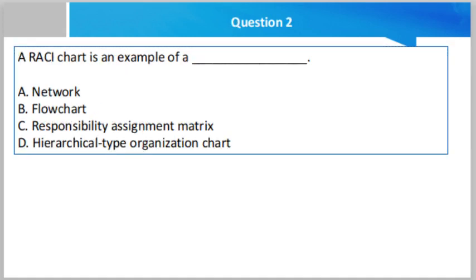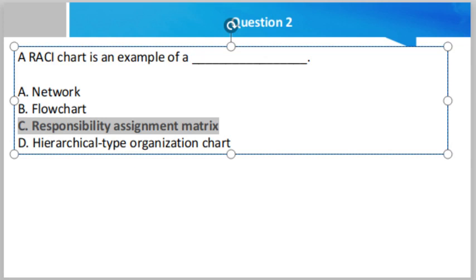Next question. RACI chart is an example of: options are network, flowchart, responsibility assignment matrix, and hierarchical type organizational chart. So friend, what do you think? Responsibility assignment matrix. This is the right answer.